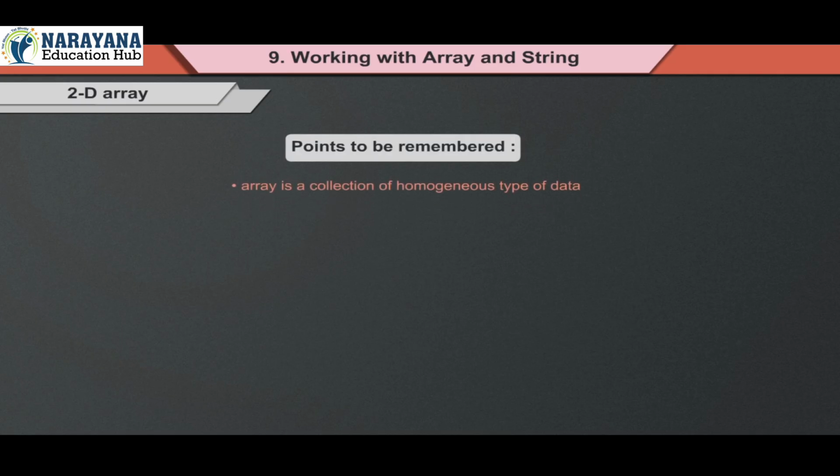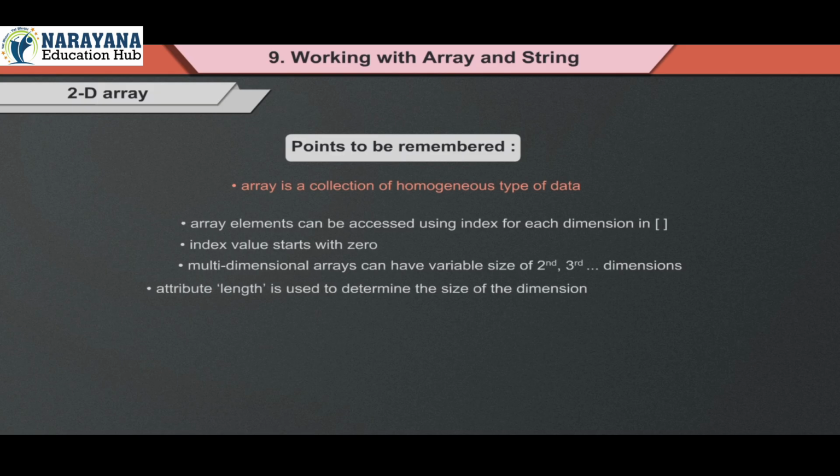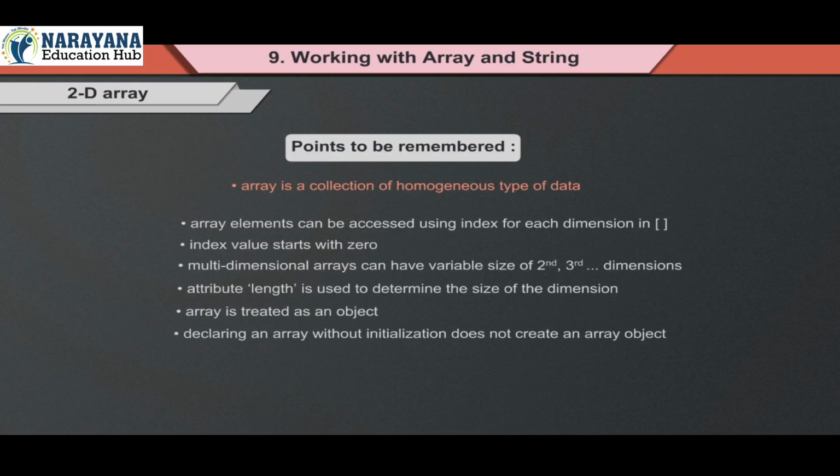Points to be remembered. An array is a collection of homogeneous type of data. Array elements can be accessed using an index for each dimension in square brackets. Index value starts with 0. Multidimensional arrays can have variable size of second, third dimensions. The attribute length is used to determine the size of the dimension. An array is treated as an object. Declaring an array without initialization does not create an array object.